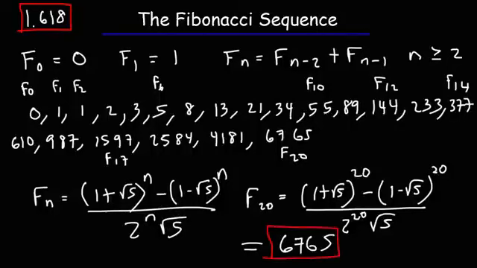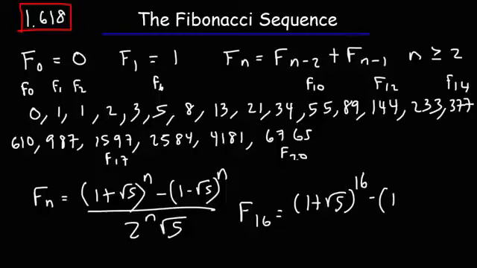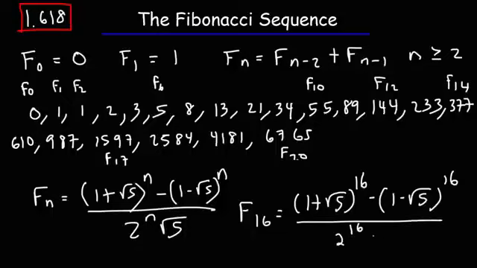So we could try another one. Let's say we want to calculate f sub 16. It's going to be 1 plus the square root of 5 raised to the 16 minus 1 minus the square root of 5 raised to the 16, divided by 2 raised to the 16 times the square root of 5. And you may want to put that in parentheses.